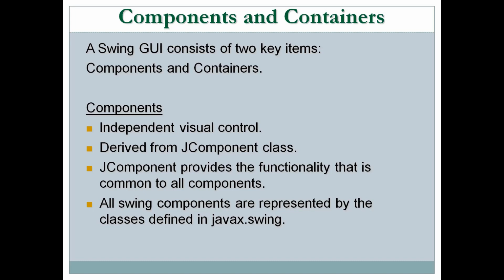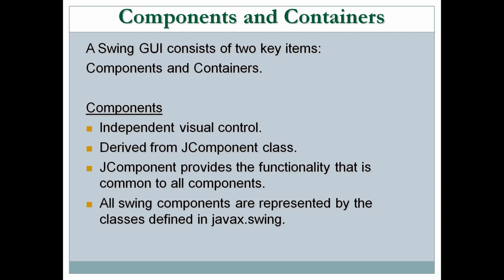Components and containers. A Swing GUI consists of two key items, and these two key items are components and containers. So what is a component? As I've said, these are independent visual controls. Visual controls in the sense the controls which you can see on the screen. Okay, so these are independent visual controls.